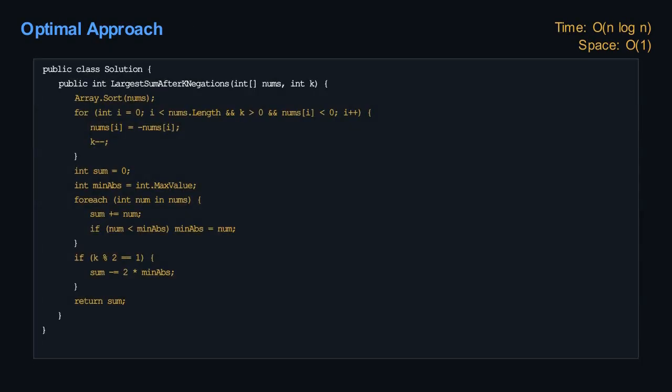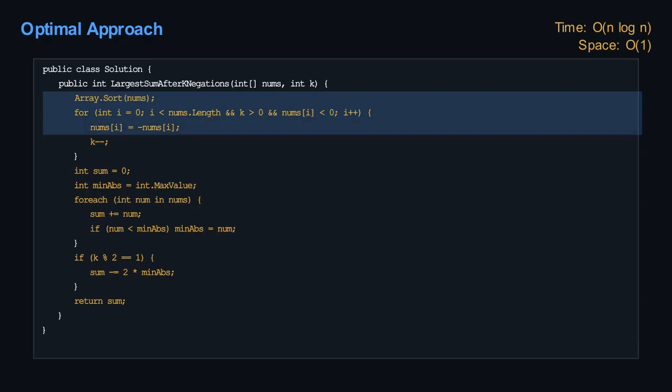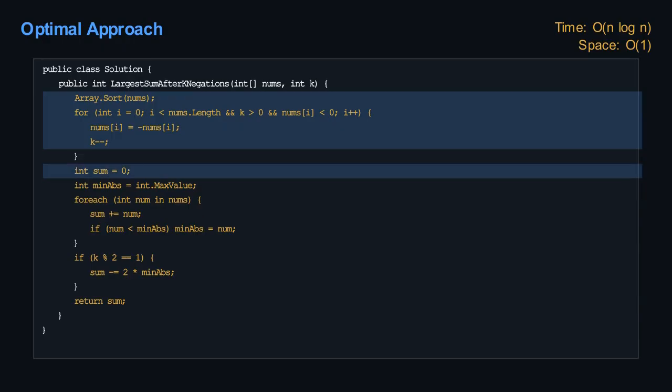The key insight is that sorting the array gives us immediate access to the most impactful candidates. First, sort the array in ascending order. Iterate through and flip every negative number to positive, decrementing k each time, as long as k is greater than 0 and we are still on negative values. This greedily maximizes the sum.